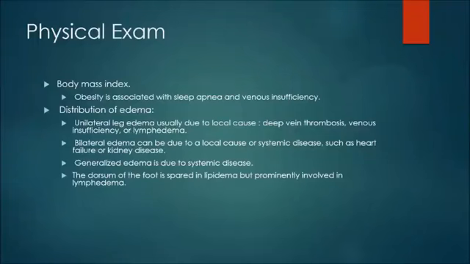You want to ask about their body weight and body mass index. Obesity is associated with sleep apnea and venous insufficiency. You also want to take note of the distribution of the edema. Unilateral leg edema usually is due to a local cause, DVT, venous insufficiency, or lymphedema. Bilateral edema can be due to a local cause or systemic disease, such as heart failure or kidney disease. Generalized edema is usually due to systemic disease, and you want to check the dorsum of the foot. The dorsum of the foot is spared in venous edema, but probably involved in lymphedema.